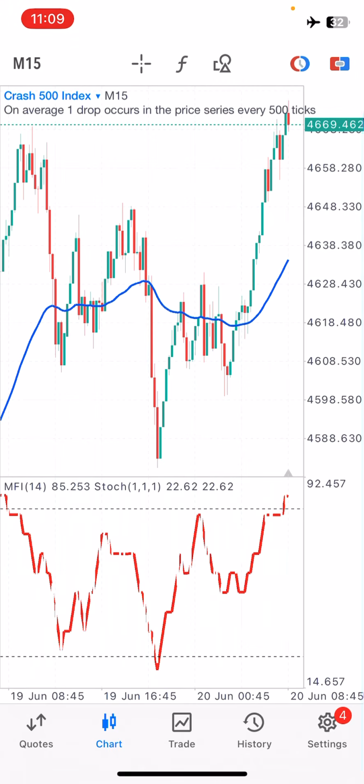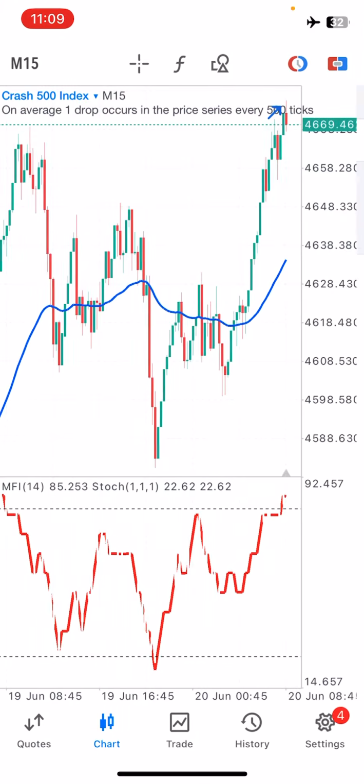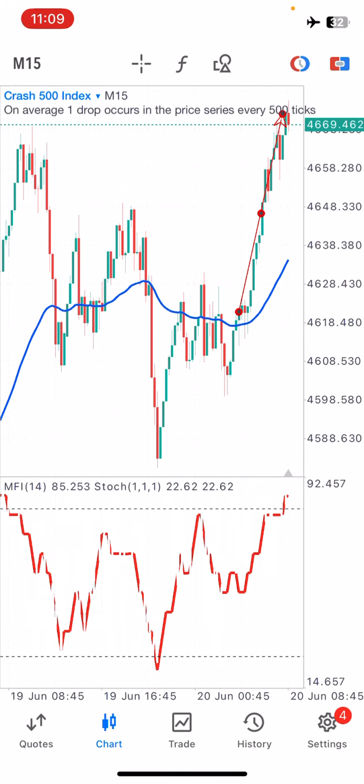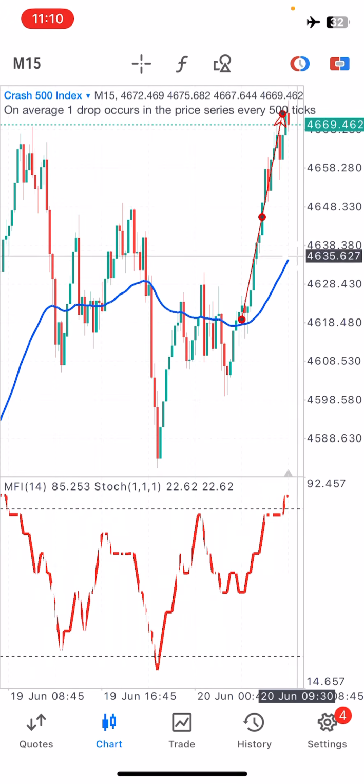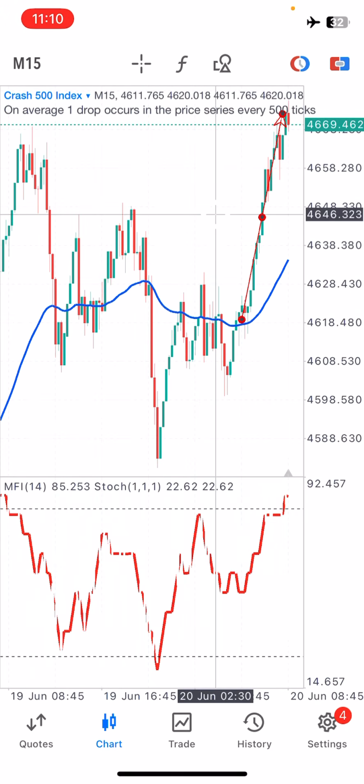Okay, so let's talk about the strategy. How do you buy crash? This is crash 500. First of all, if you want to buy crash, you have to be in an uptrend, right? And how do you establish that? You got your 15-minute time frame. If your candlesticks are above your 15-minute line, it means you're in an uptrend. So anywhere from this line going all the way up, I know that we were in an uptrend. So we're trying to do some back testing here.